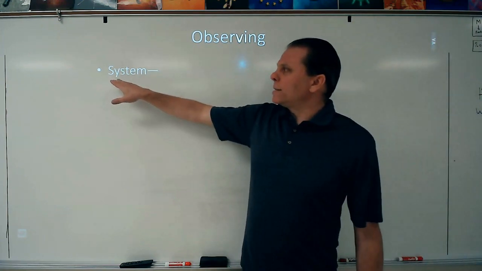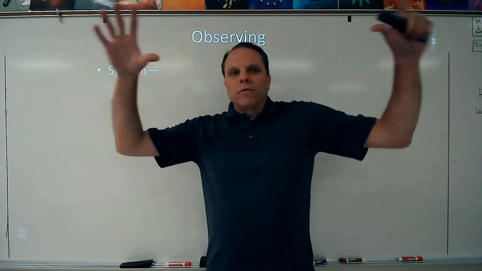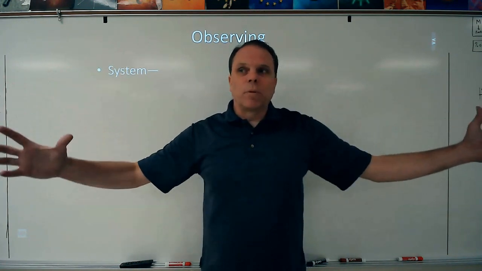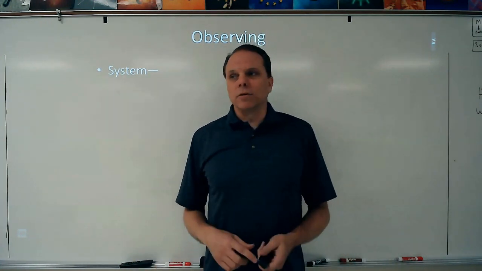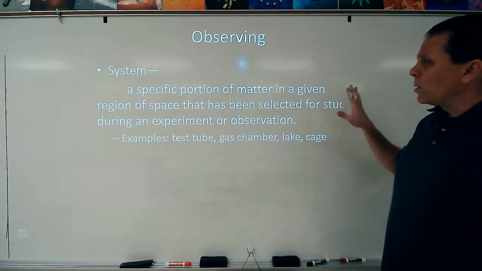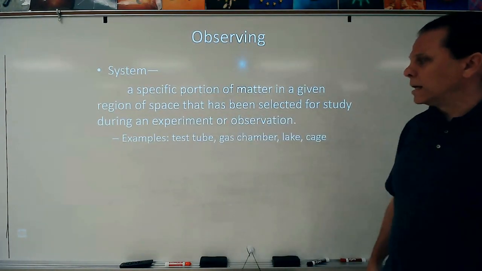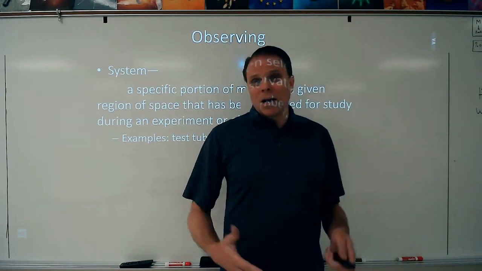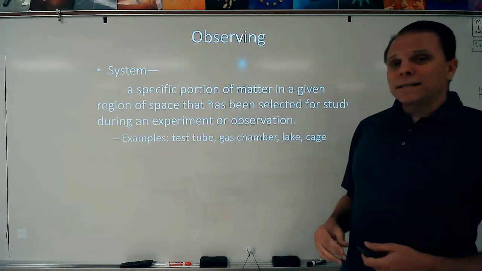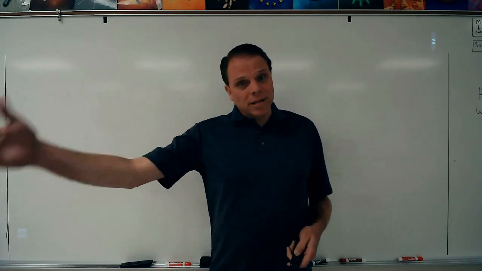Another thing that we want to think about when we're thinking about observation is the system that we're observing. Because you have to remember that in any observational environment you have a system. My system might be this classroom and I'm doing an experiment in just this classroom. Maybe it's in a little test tube. Maybe it's in a cage. Maybe it's a lake, something like that. A system is going to be a specific portion of matter or area in a given region of space, right, that has been selected for study during an experiment or observation. And so systems are important to think about when we're talking about observations because you might see something happening in the system in one way, and it might not happen that way outside of that system.